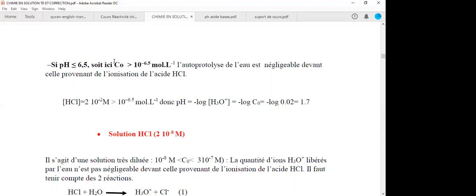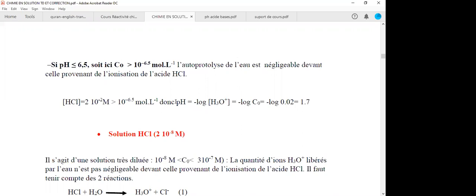So in short, you just have to verify this condition. If your concentration is greater than 10 to the power negative 6.5, the autoprotolysis of water won't be included. And I'm sure you know now what autoprotolysis of water is, because we did this in the book. Before you conclude, put the concentration you've been given, 2 times 10 to the power negative 2 mole, which is greater than 10 to the power negative 6.5. That's when you can conclude that the autoprotolysis of water is negligible.